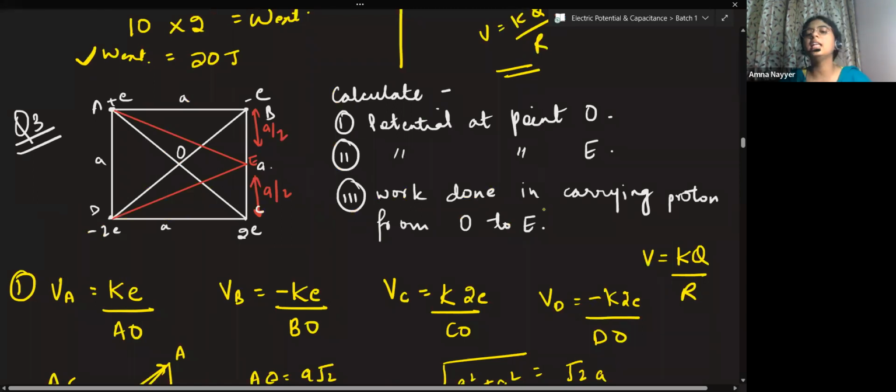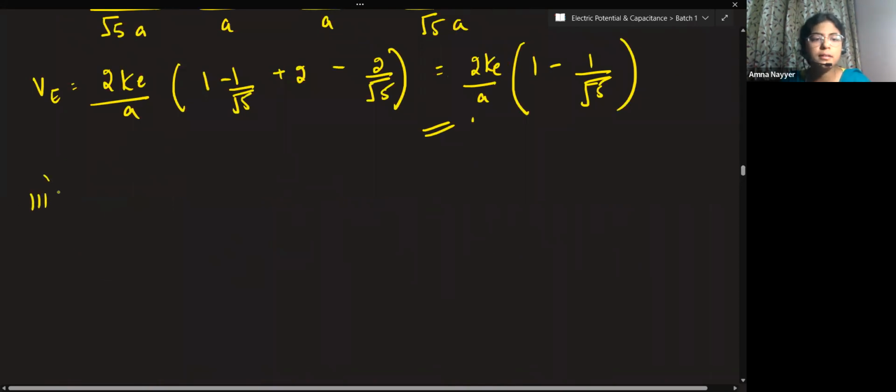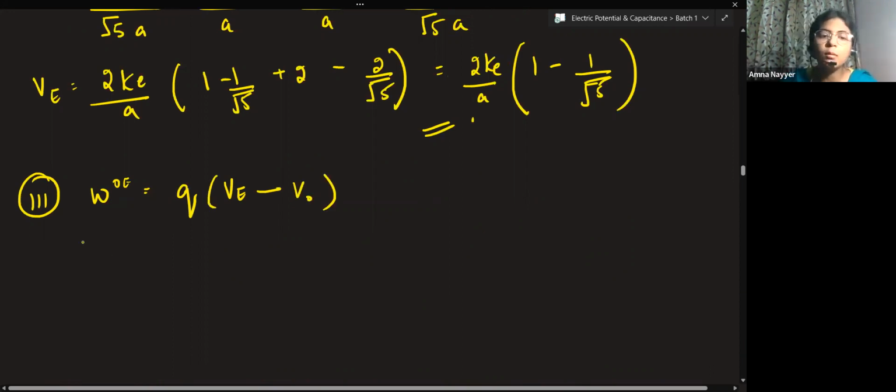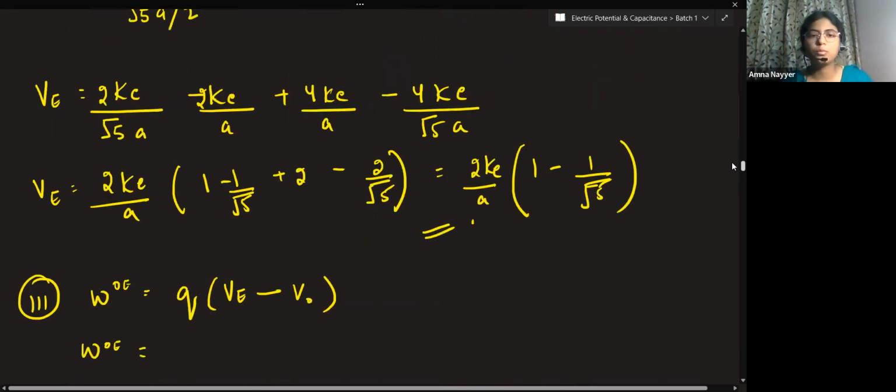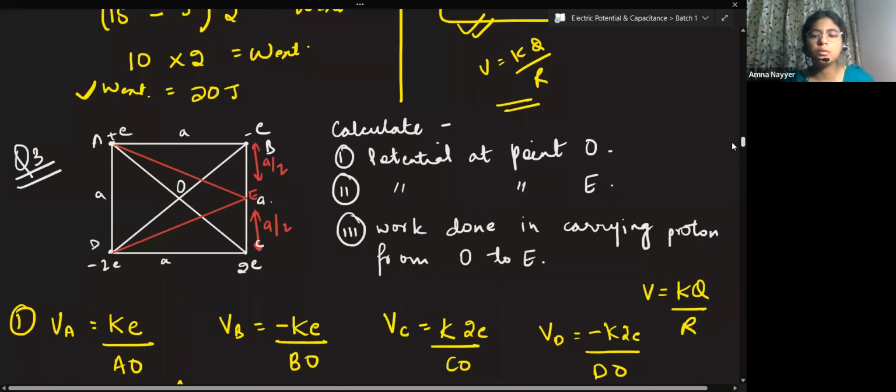Now see, work done in carrying the charge from O to E. So for the third part, work done in carrying the charge from O to E will be what? Charge multiplied by final potential minus initial potential. O to E, so E becomes your final potential minus O, your initial potential, VO. This is how you calculate. So work done by OE will be the charge provided to you. Charge is not given to you, only E is given.